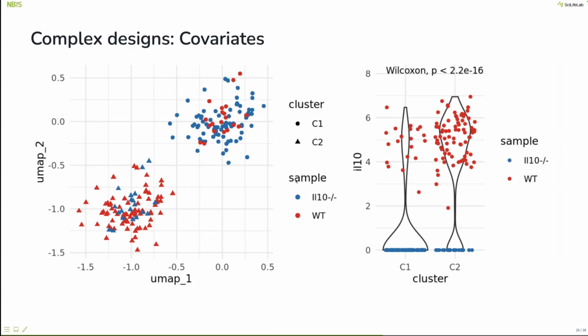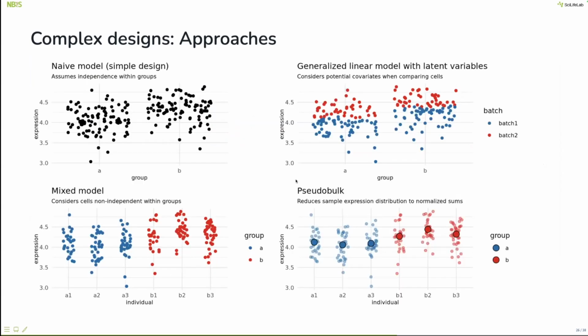All right, so on to how to adjust for this. You can group the tests in a few different ways, but here we have 4 main groups of tests. The naive model, or the simple design, is what you can very easily run with the find markers functions. In this case, we just assume that all of these cells are independent from each other, and do they come from different populations or not?